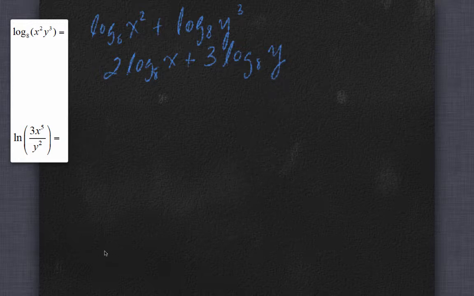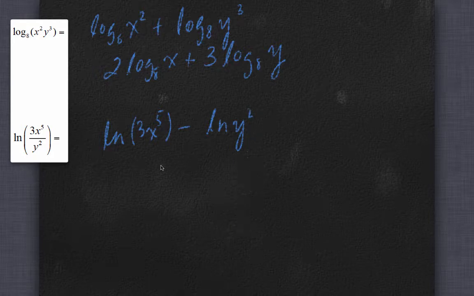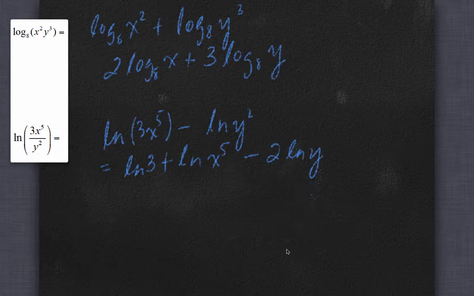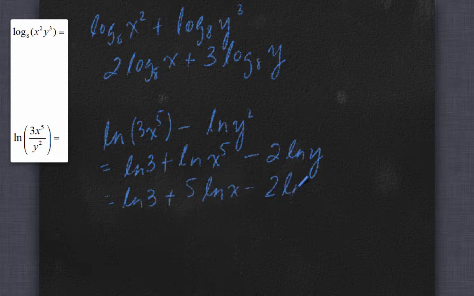This one, I first have a quotient, so natural log 3x to the 5th minus natural log y squared. I still have a product here, and since the 3 isn't to the 5th, I can't bring down that 5 yet, so natural log 3 plus natural log x to the 5th minus, bring down that 2. I still have that 5 to bring down. And then there's nothing else. There are no more powers, products, or quotients.